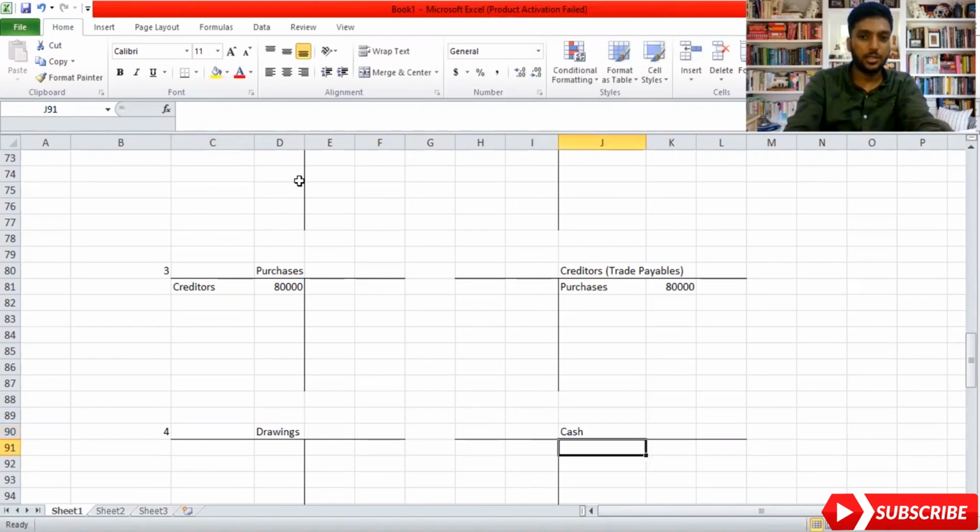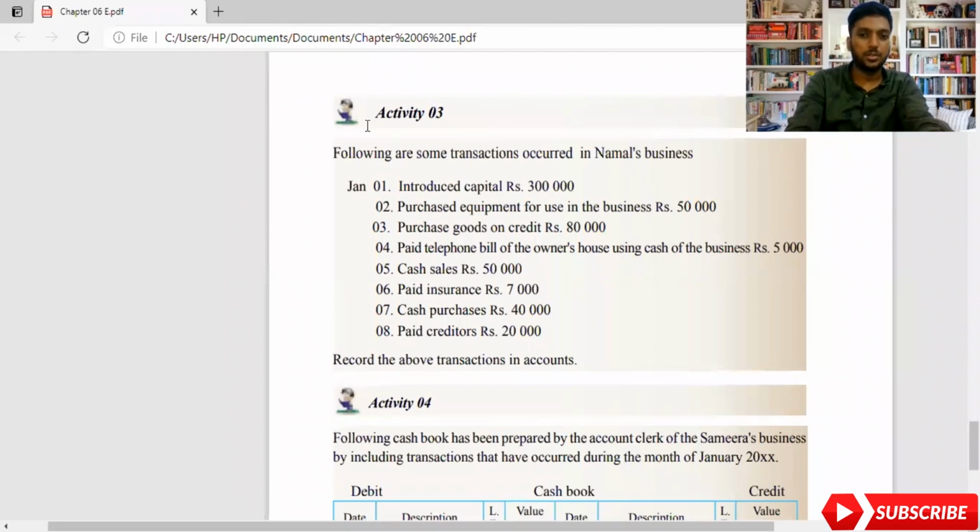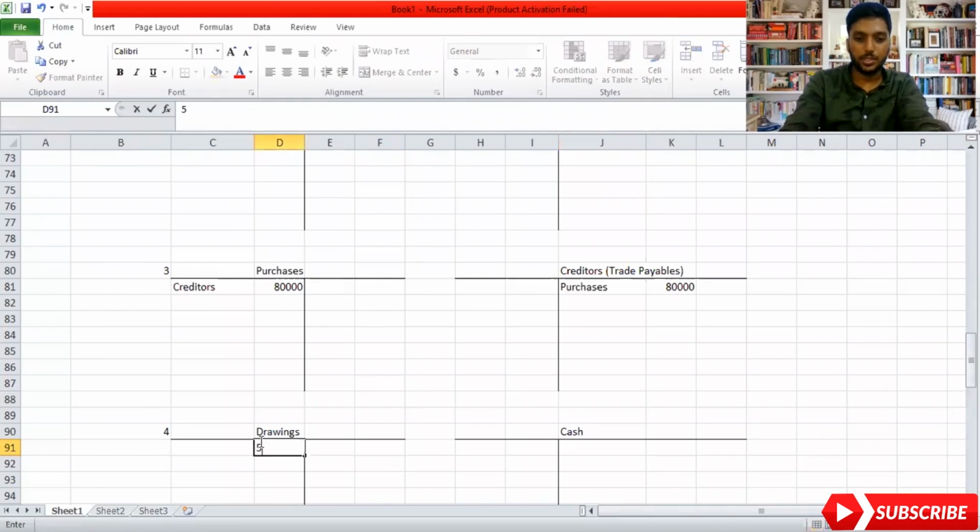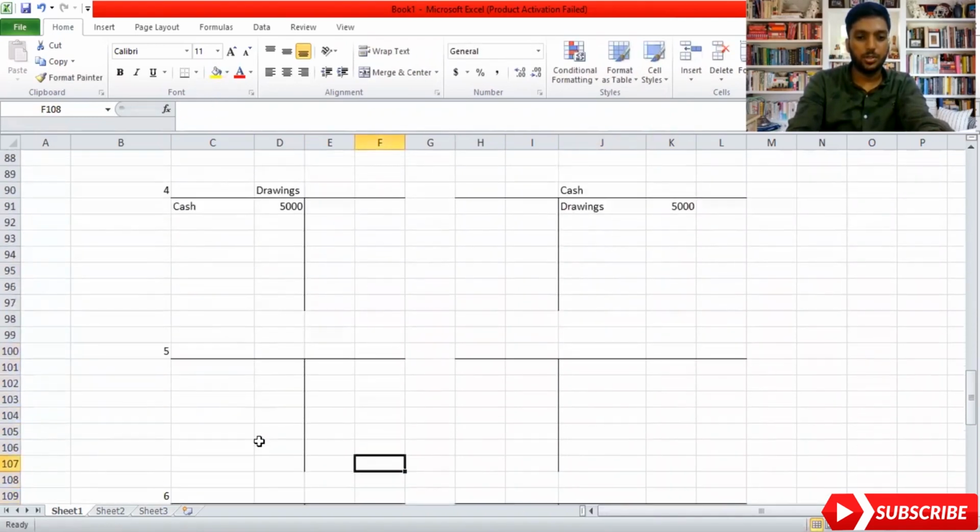He is taking cash, using cash of the business. So it's 5,000. Drawings is treated like an expense, and as an expense increases, it's a debit. Right here, cash. And on the cash account, your money is decreasing. In drawings, you will reduce 5,000 on the side. Then we move on to the adjustment number 5.